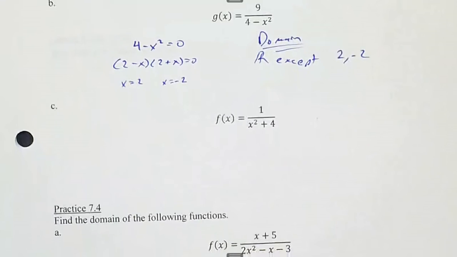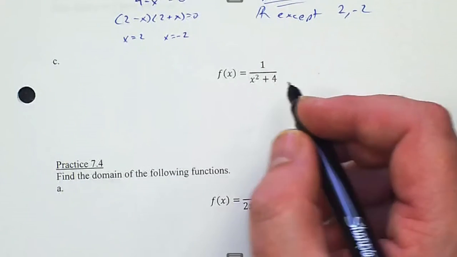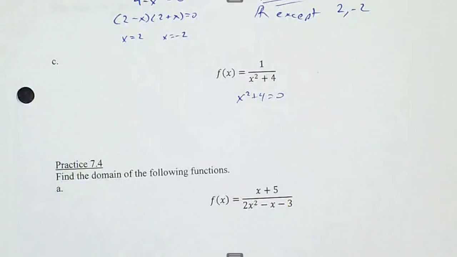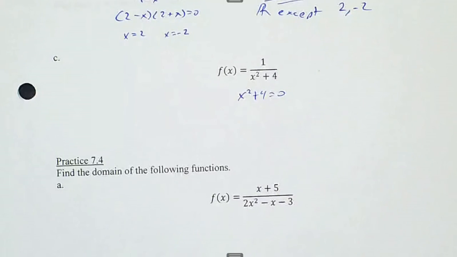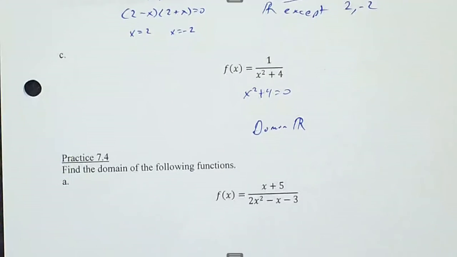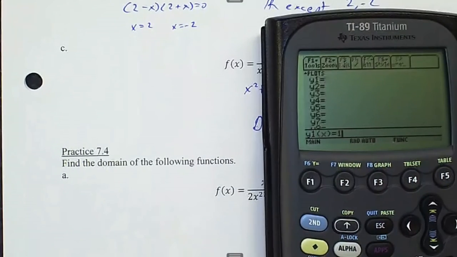Okay. All right, on this one here, I need to see if x squared plus 4 could ever equal 0. But it turns out it does not equal 0 for any real number, because I end up getting 2i and -2i. So my domain is all real. And we can see that in the graph because we're not going to have any breaks in it.